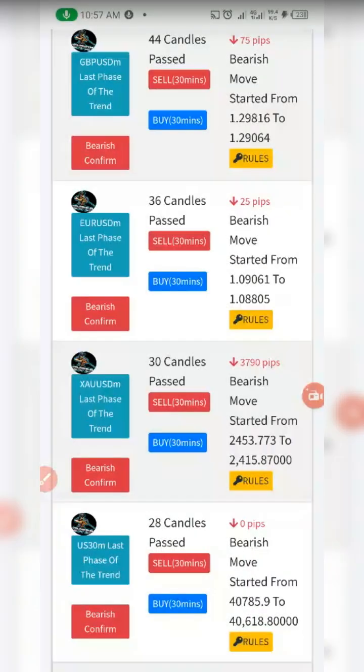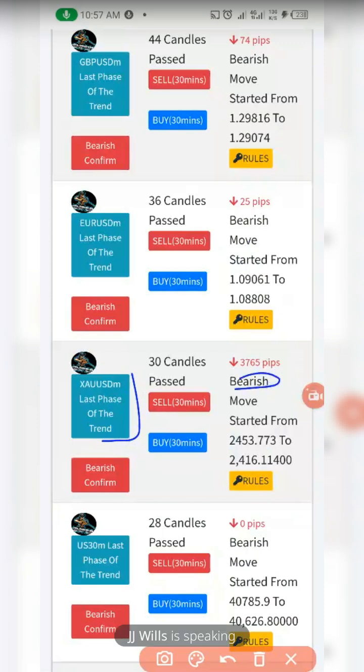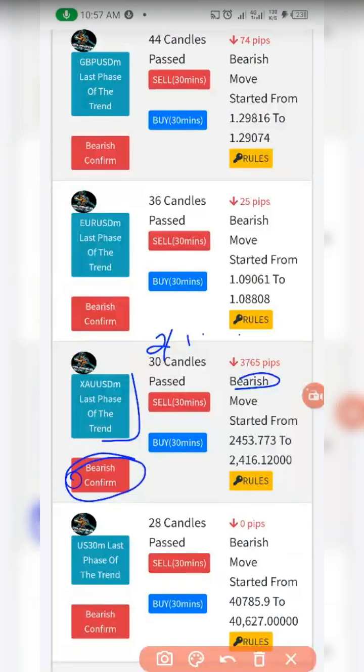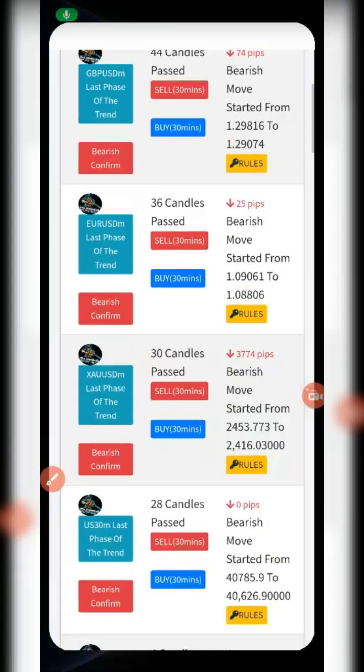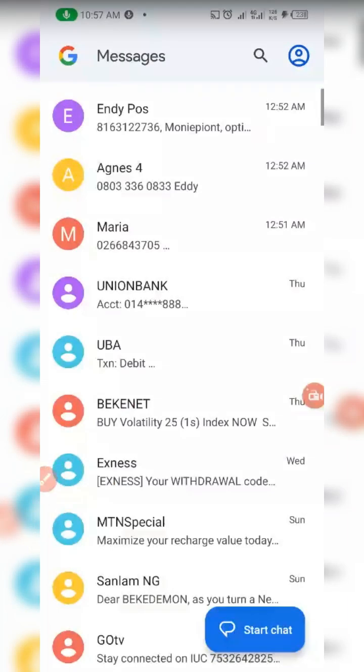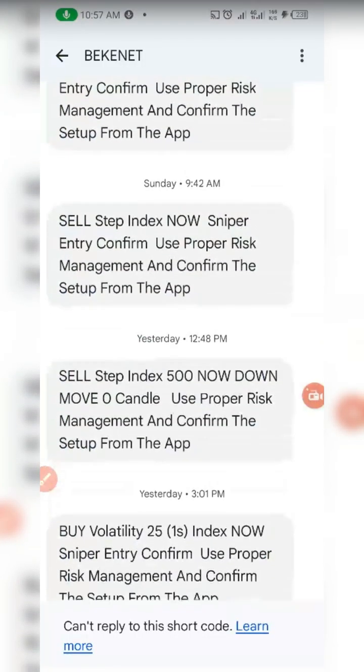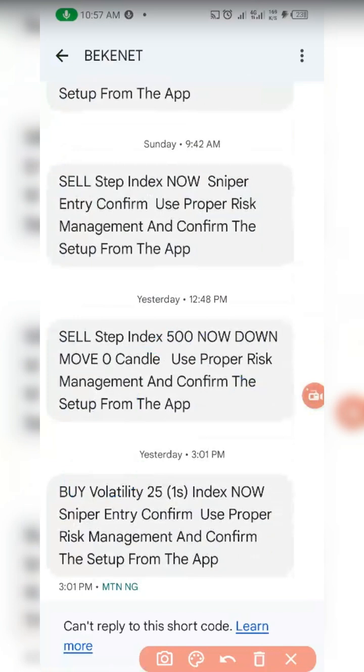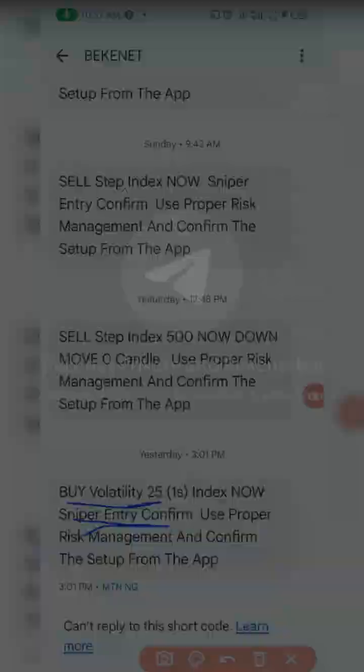It is when this thing turns to a first phase of a bullish move, the candle will reset to either 1, 2 to 6, and then you see a bullish confirmation here. That is when the system will notify you to buy. Now look at my SMS, let me show you. It will send it to you as an SMS. This is sniper entry confirmation. So you can see buy volatility. This was yesterday. This is how you get it as an SMS. When everything has been confirmed, it will send it to you.